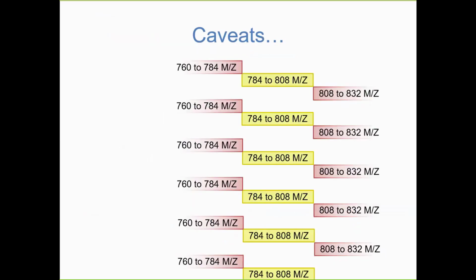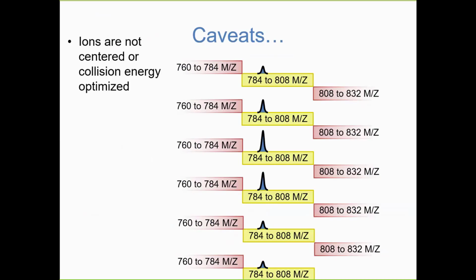Now, there are a couple of caveats to acquiring DIA data, and we should talk about these before we get too much further in. And the fact is, you're going to acquire fragment ions for peptides, but those peptides aren't necessarily going to fit in the center of the window.